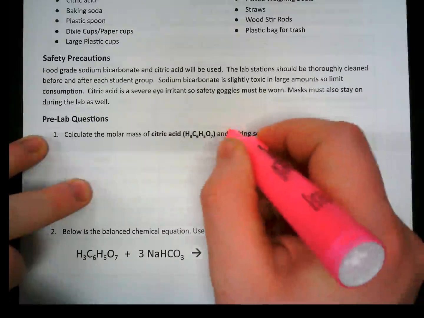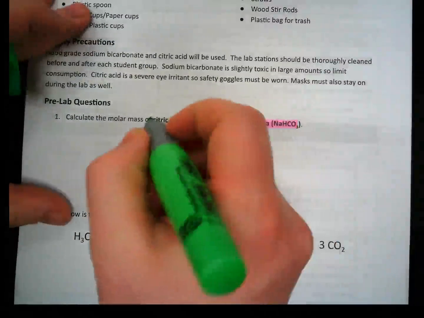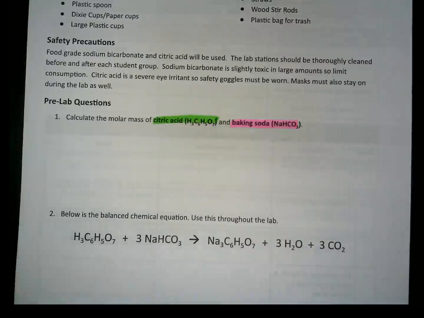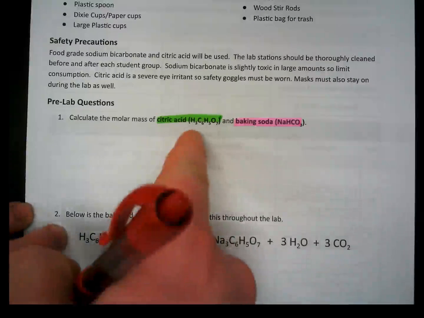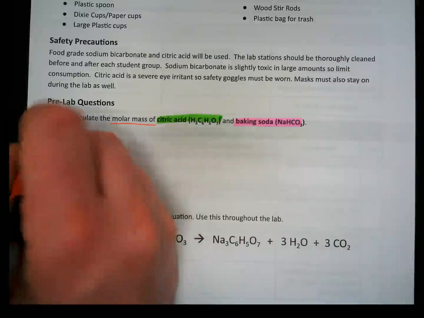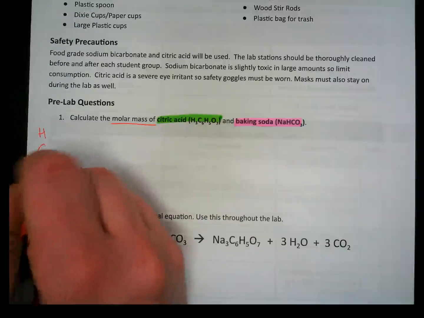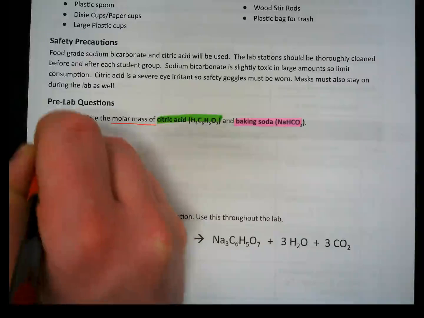Because we're going to be using this info quite a bit throughout this lab, okay? All right, so let's just real quick get the calculation for citric acid here. We're going to be finding again the molar mass of citric acid. So it's going to be, let's see, we've got hydrogen, we've got carbon, and we've got oxygen. We're finding that molar mass.